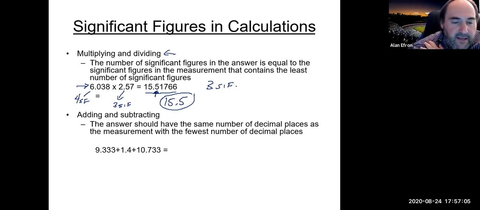So multiplying and dividing, least number of significant figures in your calculation is how many significant figures your answer should have. The other sort of situation that we come across in terms of math is we add and subtract. When we add and subtract, what we're looking for is actually decimal places, not significant figures. So we're looking for decimal places. And here we're also looking for the least number of decimal places.